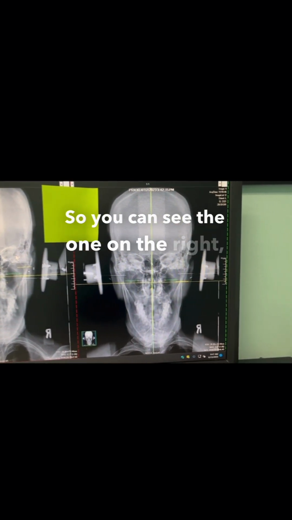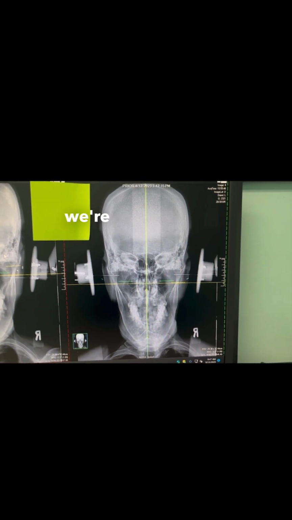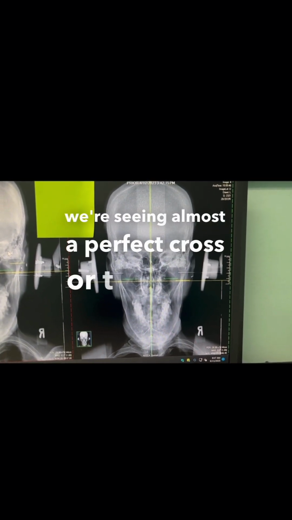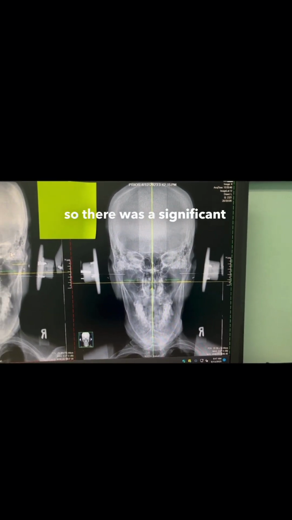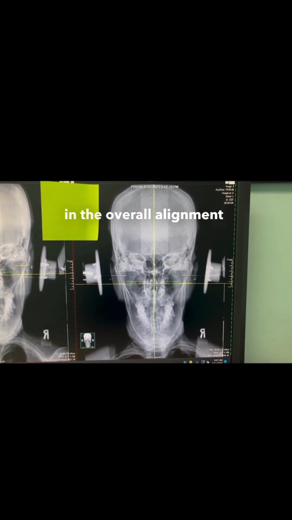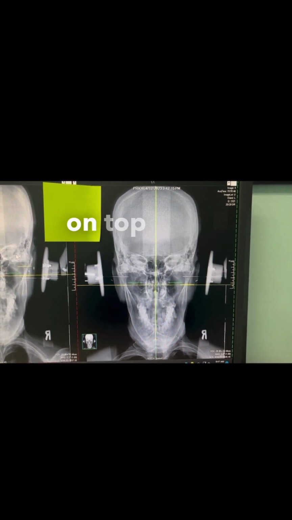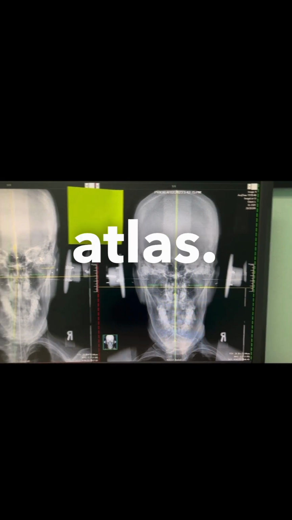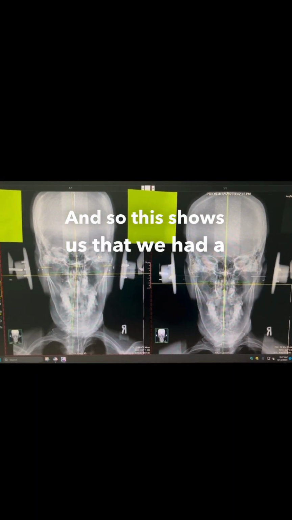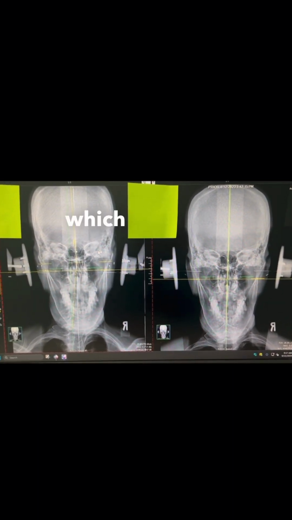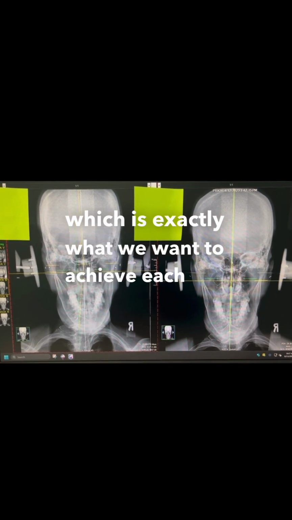So you can see the one on the right, the lines are very symmetrical. We're seeing almost a perfect cross or T. So there was a significant correction in the overall alignment of the atlas, the head on top of the atlas, and the neck underneath the atlas. And so this shows us that we had a very good correction, which is exactly what we want to achieve each and every time we adjust.